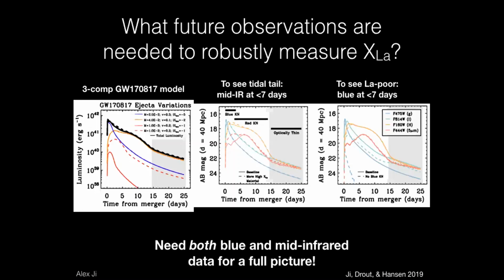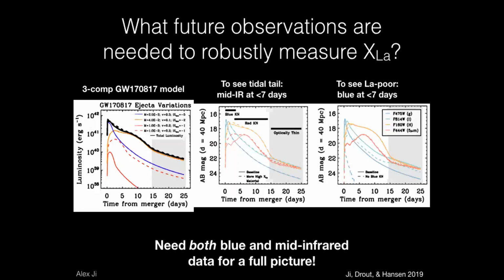And so what we did on the left over here is we did a simple three-component model that explains the light curves of the kilonova that we observed. There are three components, basically. There is an early blue kilonova that can be interpreted as the collision of the neutron stars. There's a disk wind component, which is all of the material that was blown off.